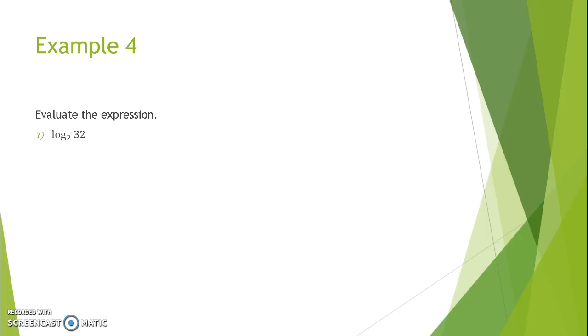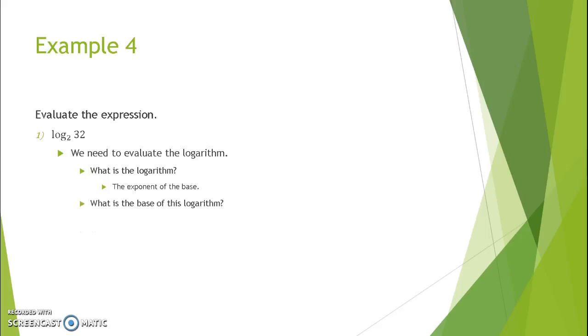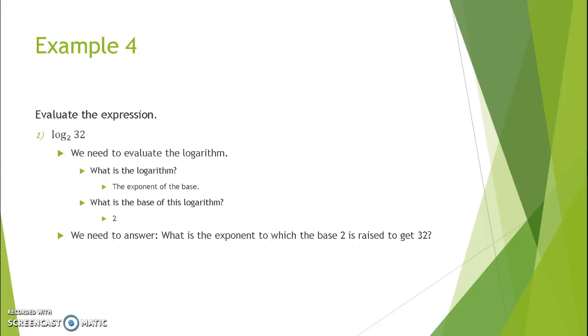So what is the base in this example? The base is 2. So what is the logarithm? The logarithm is the exponent of the base. And the base in this case is going to be 2. So then I'm going to ask, what is the exponent to which the base 2 is raised to get 32?